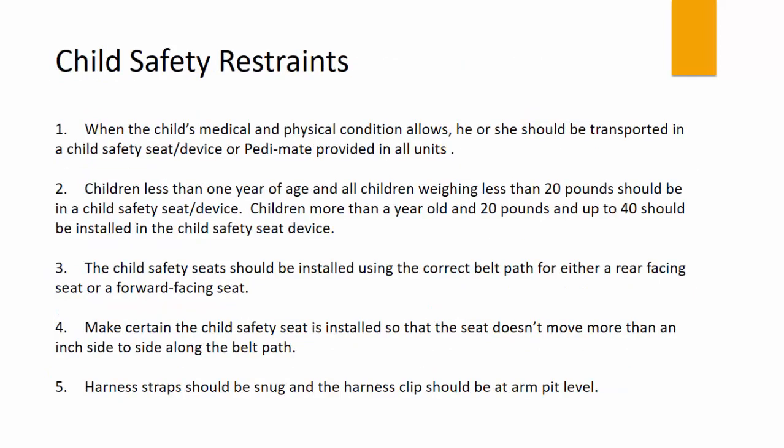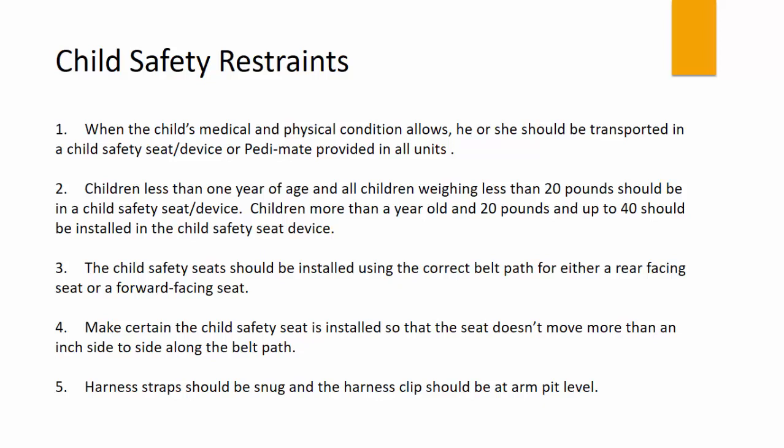When the child's medical and physical conditions allow, he or she should be transported in a child safety seat or PD mate provided in all units. Children less than 1 year of age and all children weighing less than 20 pounds should be in a child safety seat or device. Children more than a year old and 20 pounds and up to 40 pounds should be placed in the child safety seat device.